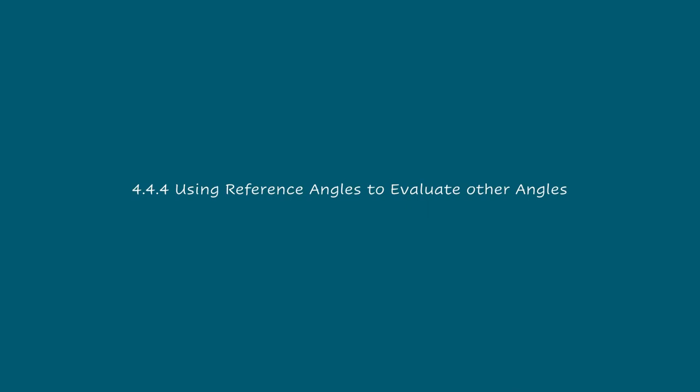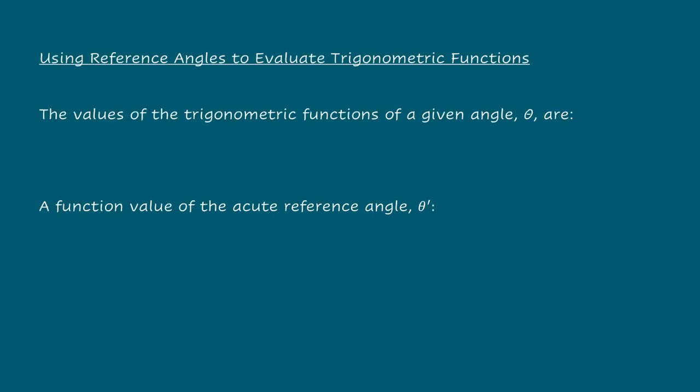In this video, we'll take a look at how to use reference angles to evaluate other angles. As we're learning to use reference angles, it's important to note that the values of the trigonometric functions of a given angle theta are the same as the values of the trigonometric functions of the reference angle for that angle, except possibly for the sign. It's also important to note that the function value of the acute reference angle is always positive. However, the same function value for that angle may be positive or negative.